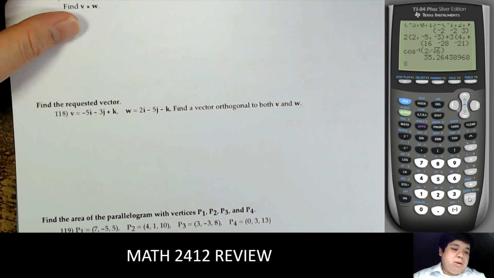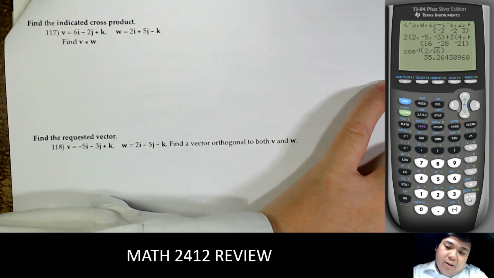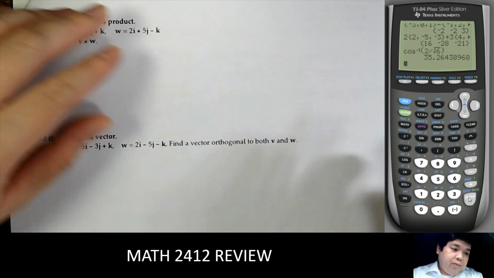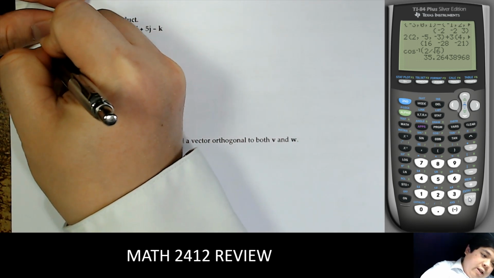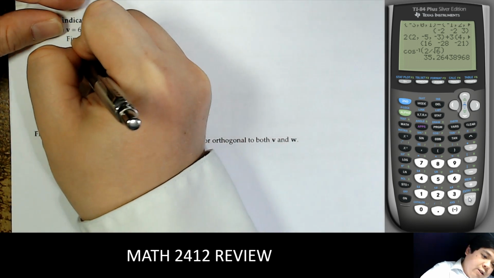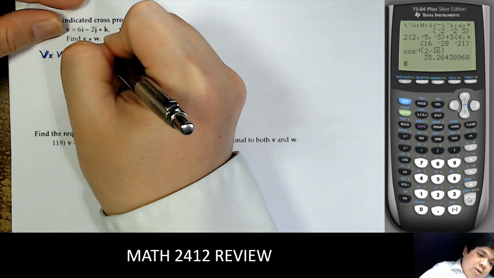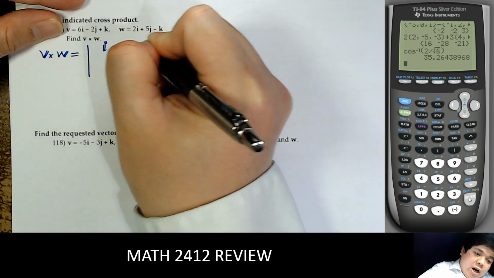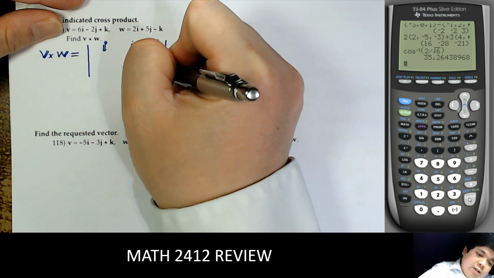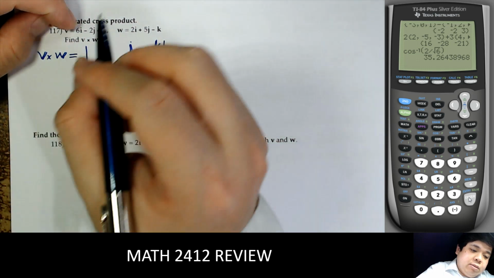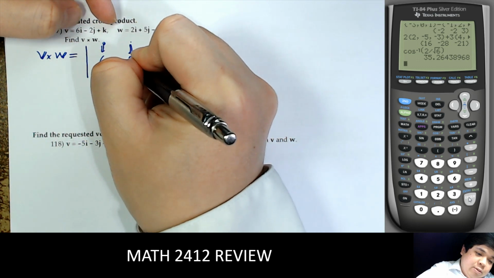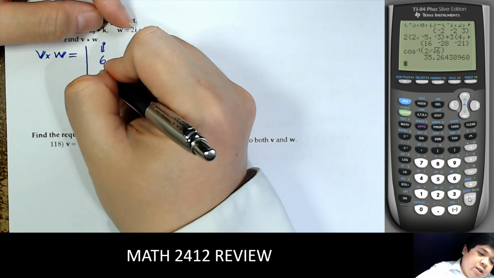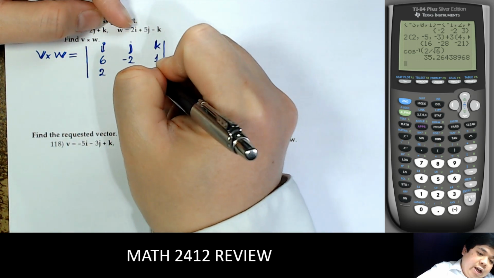Next we have the cross product. Find V cross W. The cross product is a 3 by 3 determinant. The first row is I, J, and K. Then we have the first vector, 6, negative 2, and 1, and W is 2, 5, and negative 1.